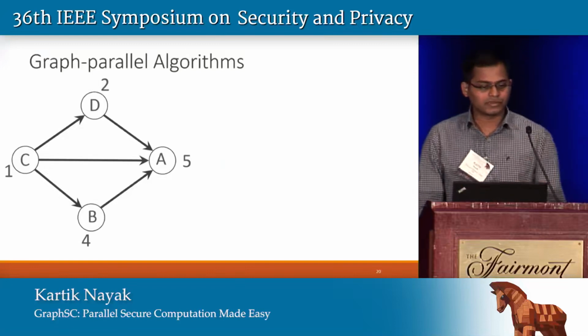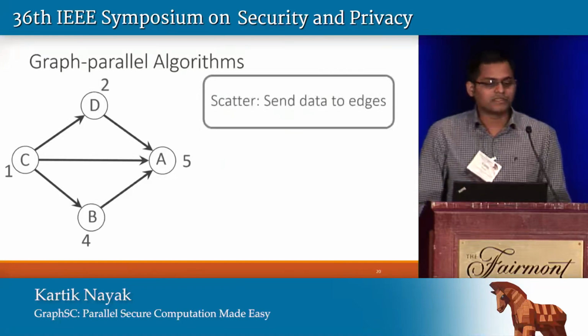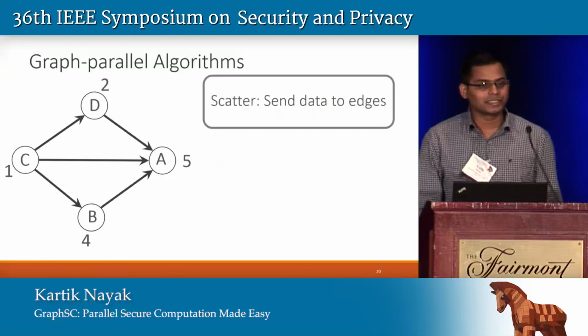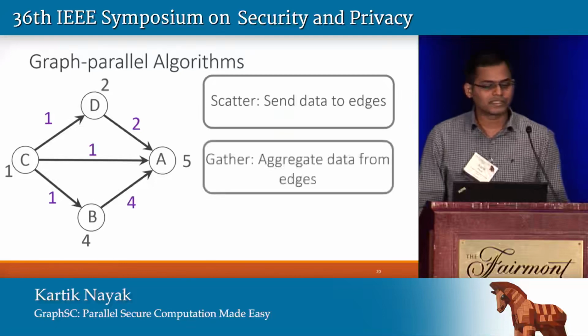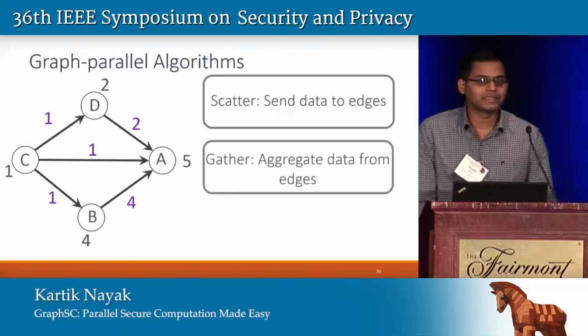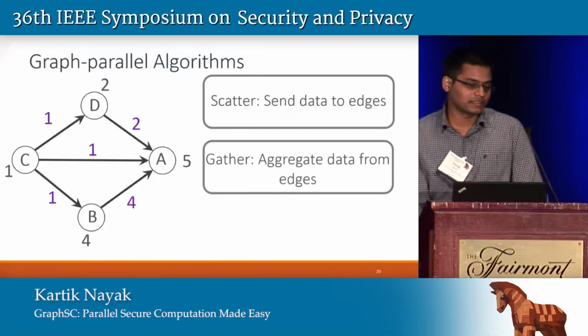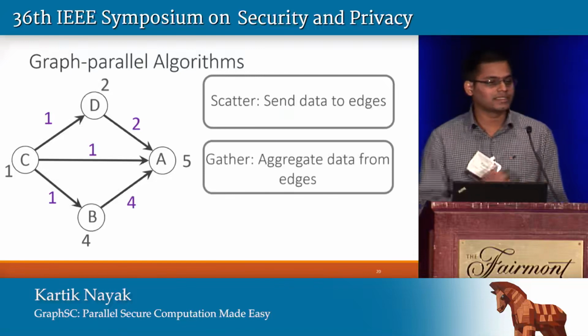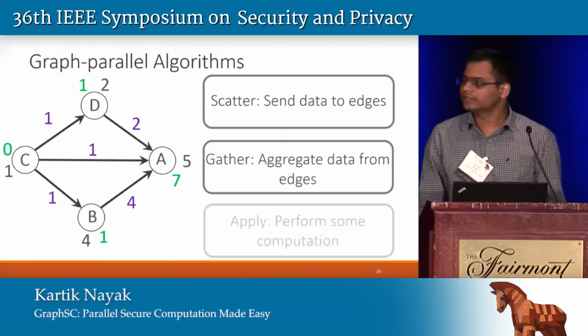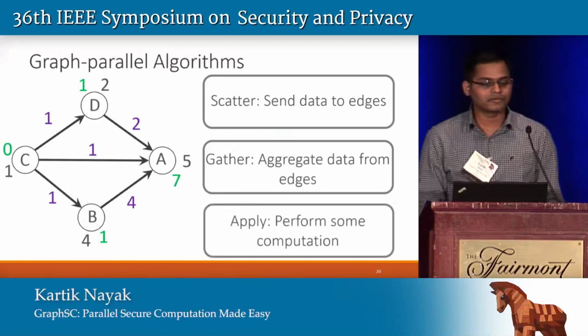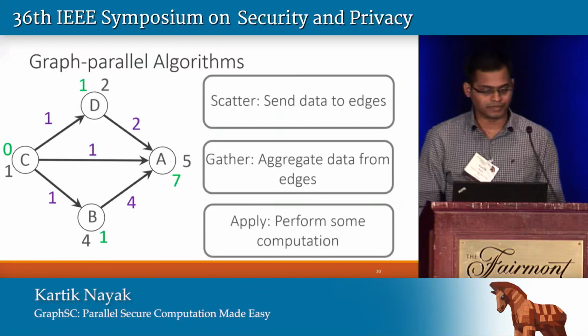There are three primitives in graph parallel algorithms. The first one is scatter. What this means is that every vertex sends some data to its neighboring edges. The second primitive is gather, wherein every vertex aggregates data from all its neighboring edges. For instance, this vertex A adds up 4, 1, and 2 and stores 7 with it. And the third one is apply, wherein every vertex performs some computation based on its own data.